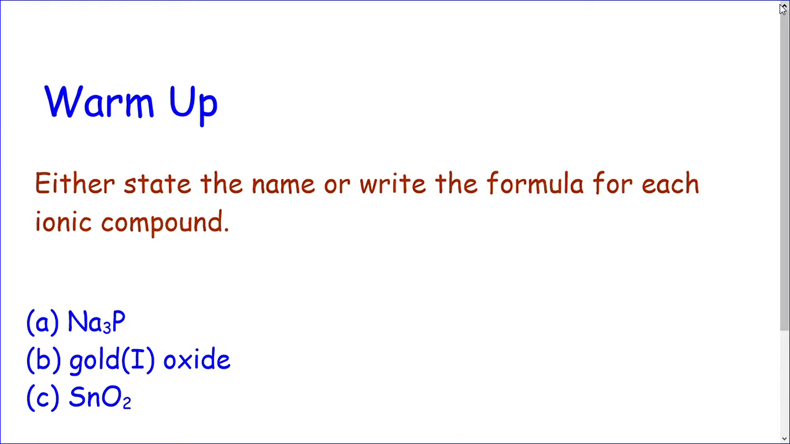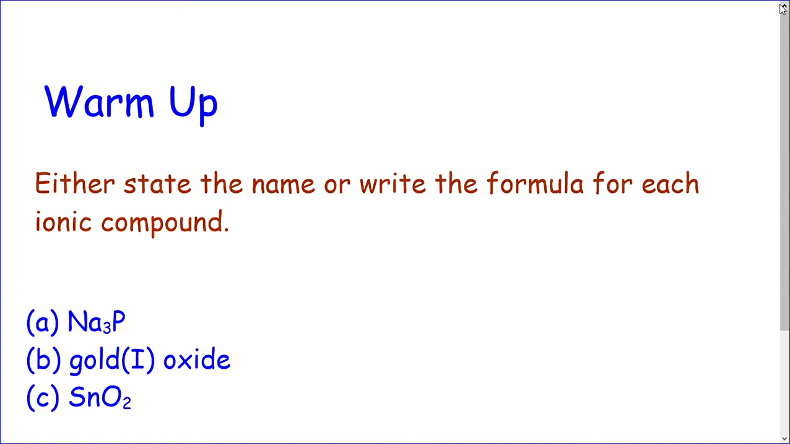We're going to go through some polyatomic ions, and they're really just a continuation from the ionic compound worksheet that we talked about from before. Just as a refresher, for the warm-up, either state the name or write the formula for each ionic compound. So we have three down here, A, B, and C.